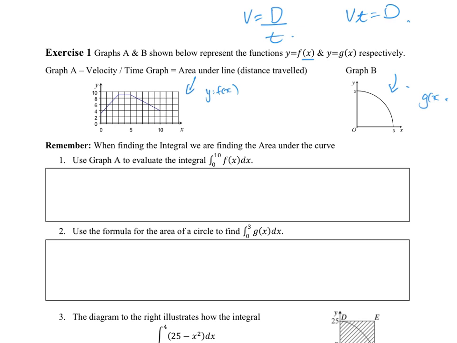Okay, so what they're saying here, this is the velocity versus time, even though they're using a y and an x-axis. So this is really like saying the area under the curve is equal to the distance. We know this. So if we have a look here, it says when finding the integral, we are finding the area under the curve. So if we look at use graph A to evaluate the integral of f(x), that means this graph, between 0 and 10, they want you to be able to calculate that area.